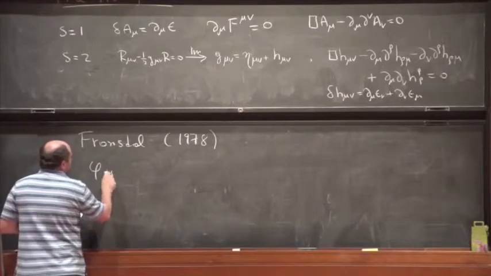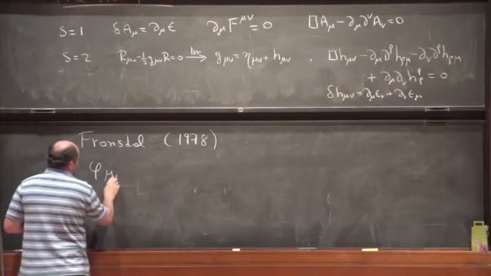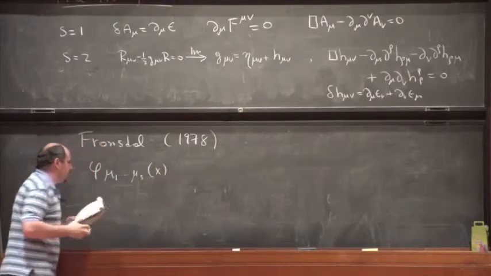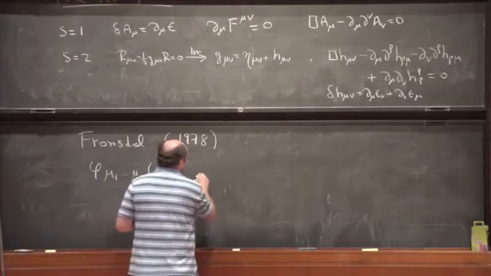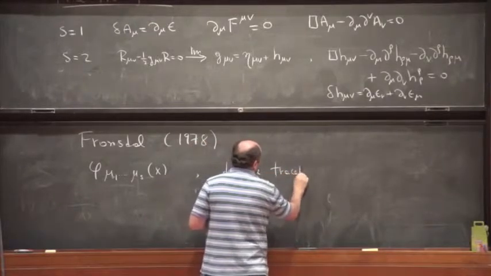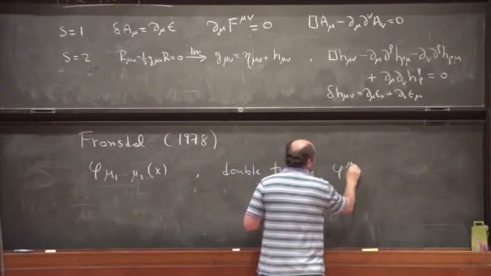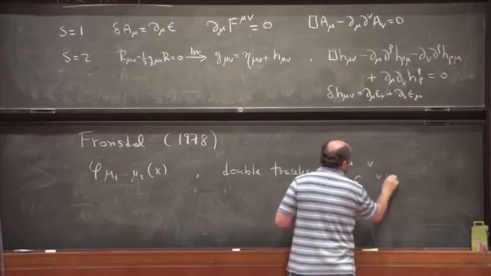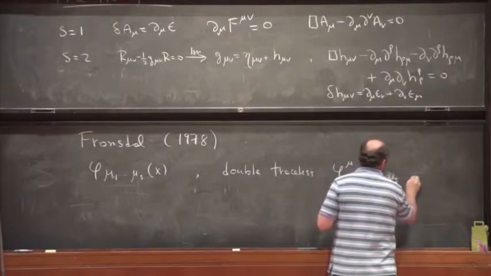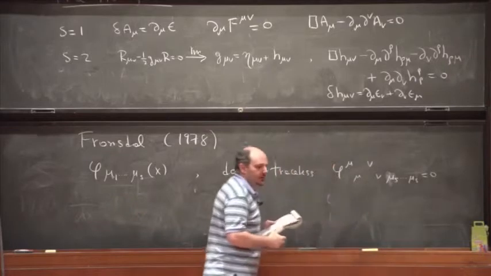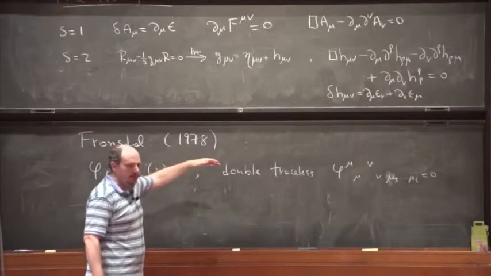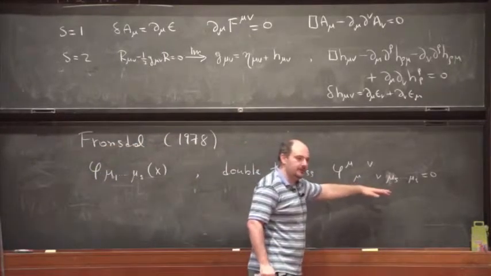So these higher spin fields are described, and I will focus on the totally symmetric case, by fields which are totally symmetric with S indices, and they are double traceless. Double traceless means that if you take the trace twice, you get zero. This constraint is empty in the case of spin 1, spin 2, and spin 3, but it becomes non-trivial in the case of spin 4 and higher.